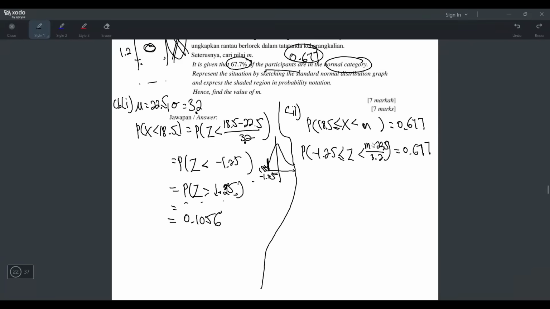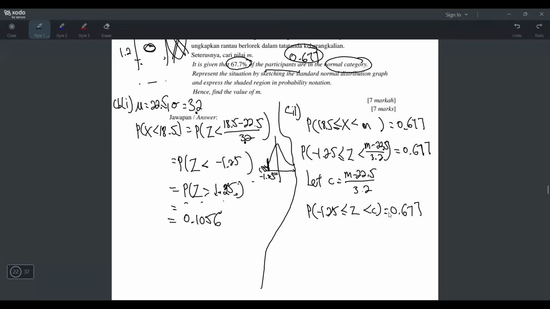Okay, I realize that I cannot do this in my calculator because I don't know the value of M. So I don't know what happens here, right? But it's okay because I have the answer, so I can find back. So the method is you have to let C equal the whole thing here, M minus 22.5 over 3.2. This is how I teach my student. And then now you write down the whole thing again, but this time you replace with C. So it becomes Z in between negative 1.25 and C equals 0.677.